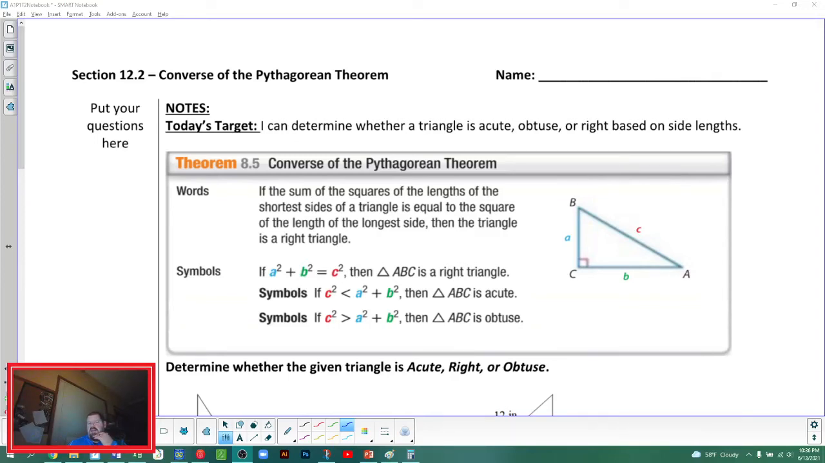Hello and welcome to the section 12.2 lecture today. Today we're going to be looking at the converse of the Pythagorean theorem. When it comes to geometric theorems, this one is one of the most well-known. That's why it's the first one we're talking about.